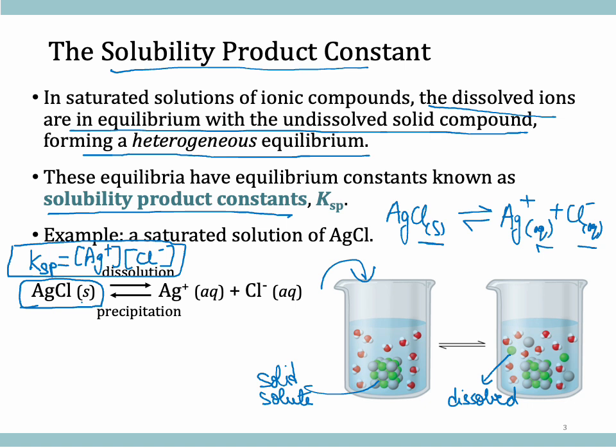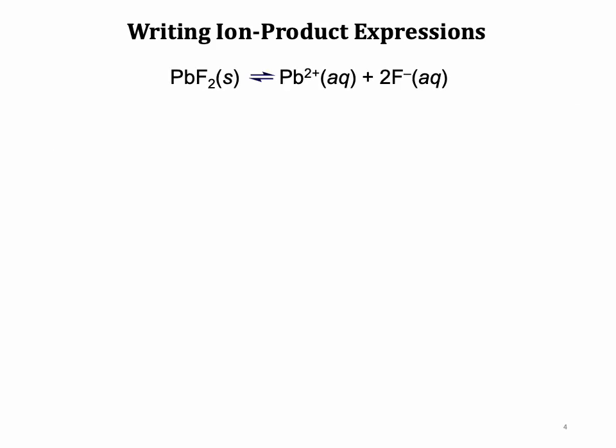There's nothing new, it's nothing different. This is the same as Kc, the only difference is because this is specific for solubility of a compound, we call it Ksp. So it's the same as what we have seen before, which is concentration of product over concentration of reactants. How would we write these ion product expressions, or basically the solubility product Ksp?